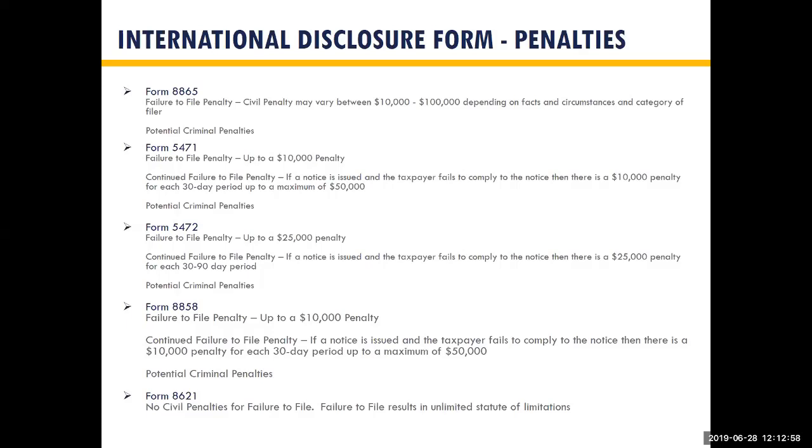The outlier of all these forms that we've talked about so far is Form 8621, which is the PFIC form. Again, we'll talk more about what PFIC is. But there's no civil penalties for failure to file this form. Really, the failure to file this form results in an unlimited statute of limitations. Just like if you didn't file a normal tax return, there's no statute of limitations on that return. If you have a PFIC and you didn't report it on Form 8621 when you should have, then there's no statute of limitations.